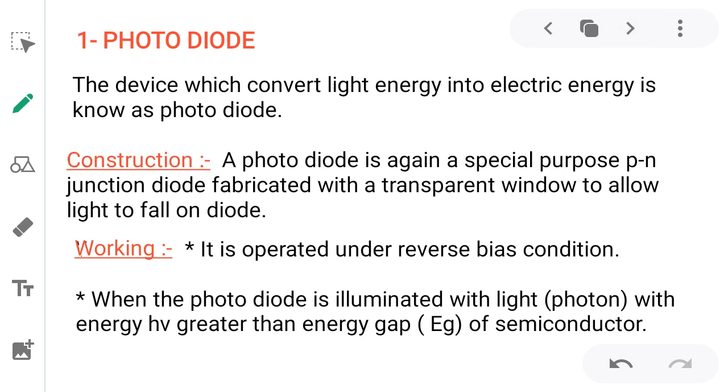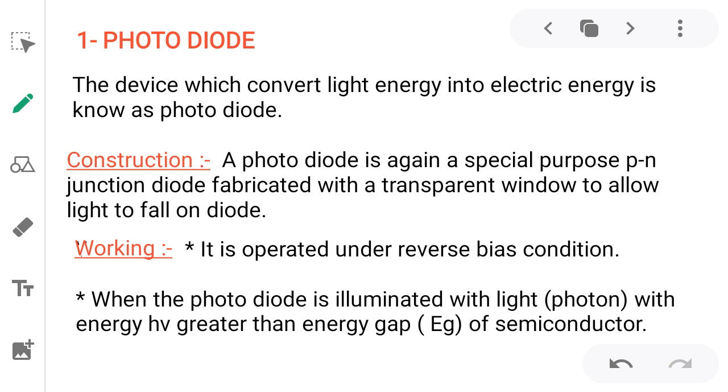First one is the photodiode. What is a photodiode? A photodiode is a device which converts light energy into electrical energy. Means conversion of energy takes place. Which type to which type? Light energy into electrical energy. Such a device is known as a photodiode.